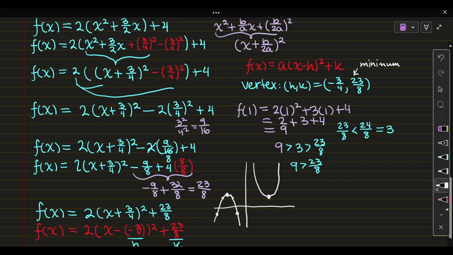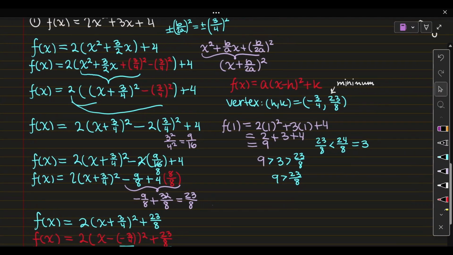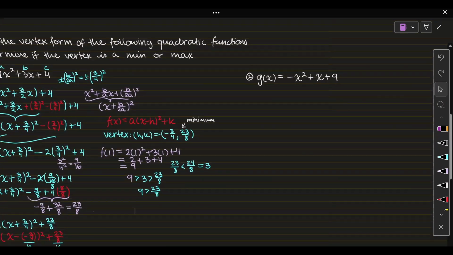Alternatively, if it's a minimum, I can pick any x value to plug in, and it'll be greater than that minimum. So I picked 1 arbitrarily, but I just as easily could have picked pi or 5 or 12 or anything else, and I would have gotten that this is greater than 23 over 8, so it must have been a minimum. Okay, let's move on to the next example.